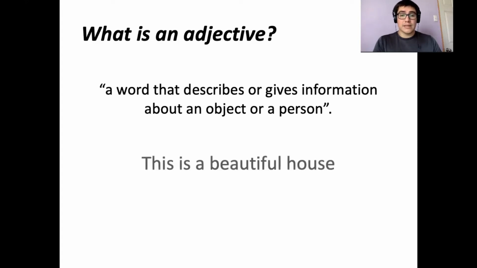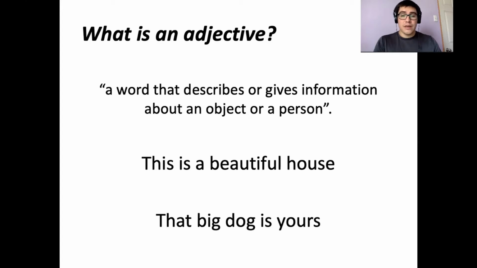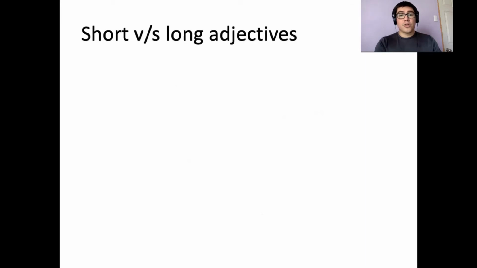Here we have two sentences. This is a beautiful house, and that big dog is yours. In the first example, the adjective is the word beautiful. In the second example, the adjective is the word big. So all the words that describe a noun, that describe a person or a thing, that give a certain characteristic are called adjectives. And adjectives are divided into short and long adjectives.